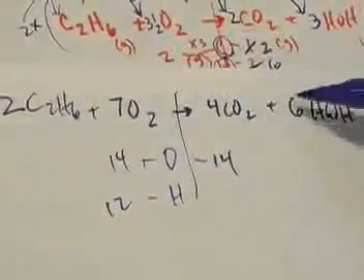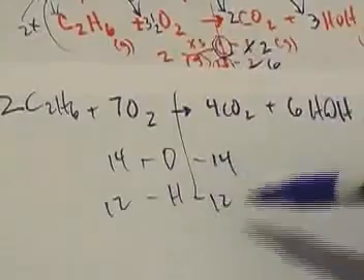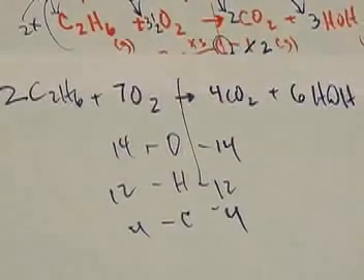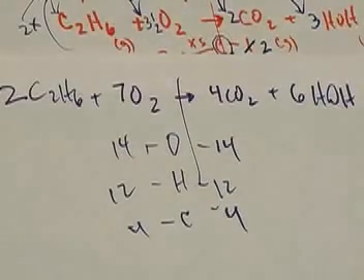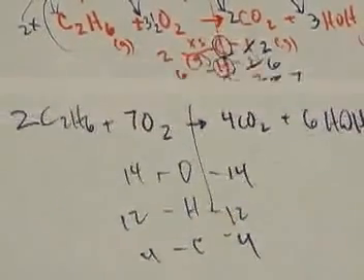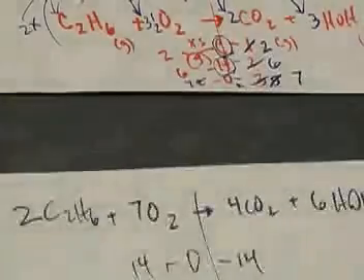My hydrogens are 2 times 6, or 12 on this side. 6 times 2, or 12 on this side. And my carbons, I have 4 here and 4 here, and the entire reaction is now balanced. That's a trick to use when you're doing combustion reactions, especially if they have an even number of carbons and they end up being kind of strange on the right hand side and you can't get them to balance.